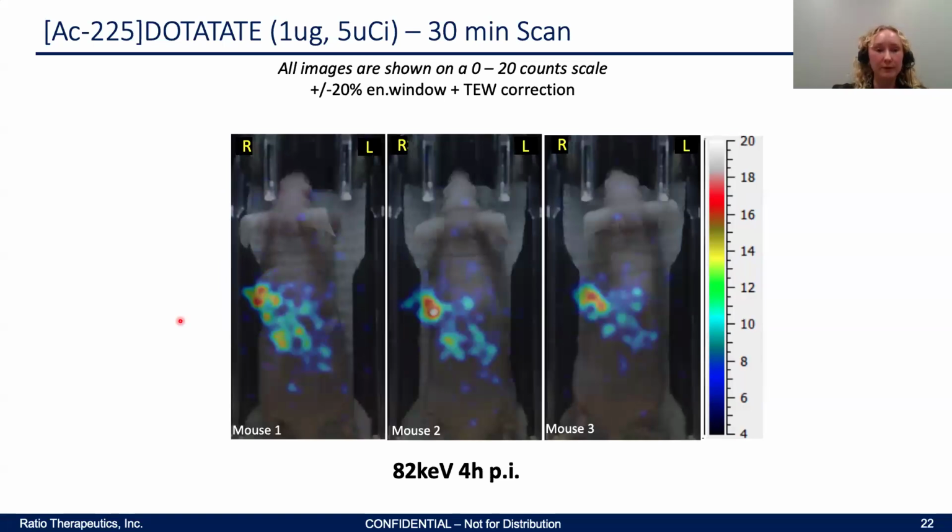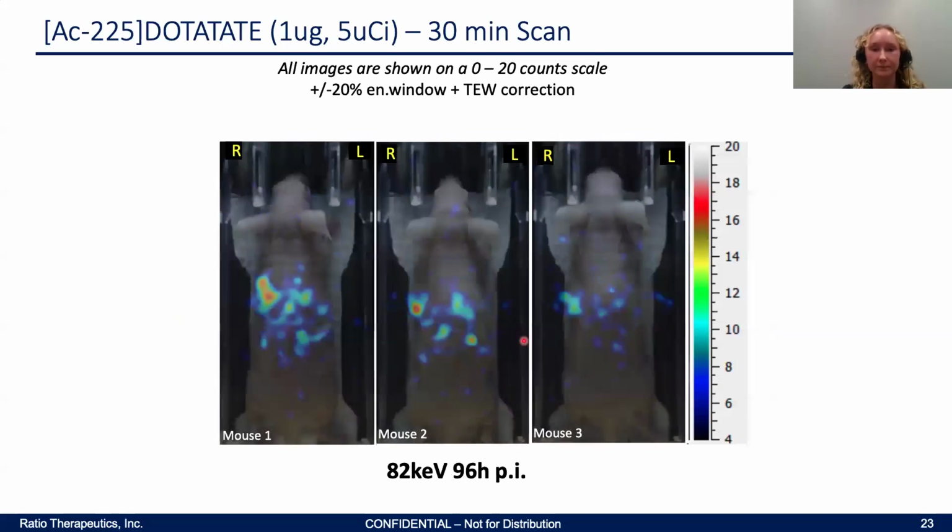Now at 4 hours, still 82 keV, we're seeing a bit more uptake in the tumors, a bit more concentrated activity there. The bladder has kind of disappeared. We're not seeing so much bladder signal, and a little more in the kidneys again. Now at 96 hours, there's some washout seen. We're still seeing pretty high signal in the tumors in all 3 mice, which is super promising at 96 hours post-administration, and also some signal in the kidney region.